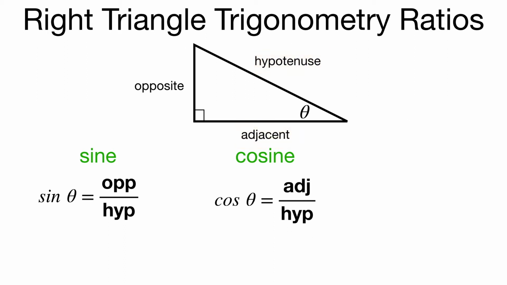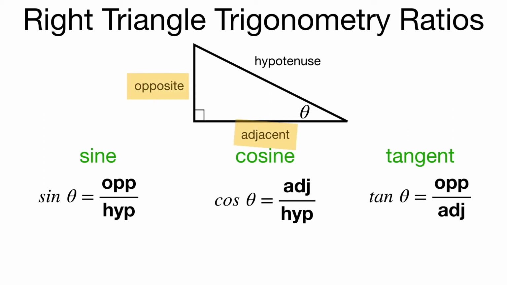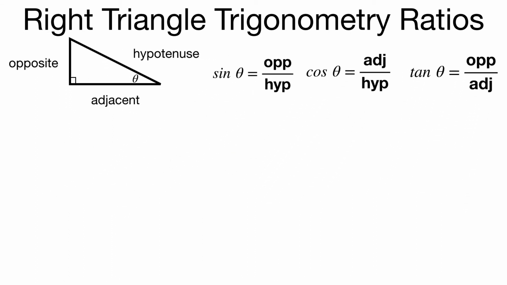The last ratio we're going to look at here is called tangent. Tangent is going to compare the opposite side over the adjacent side. We abbreviate that tan. Tan theta is opposite over adjacent. There actually are three other ratios that we can come up with by taking the reciprocals, but we're not going to do that here. We're just going to use these three because that'll do everything we need.